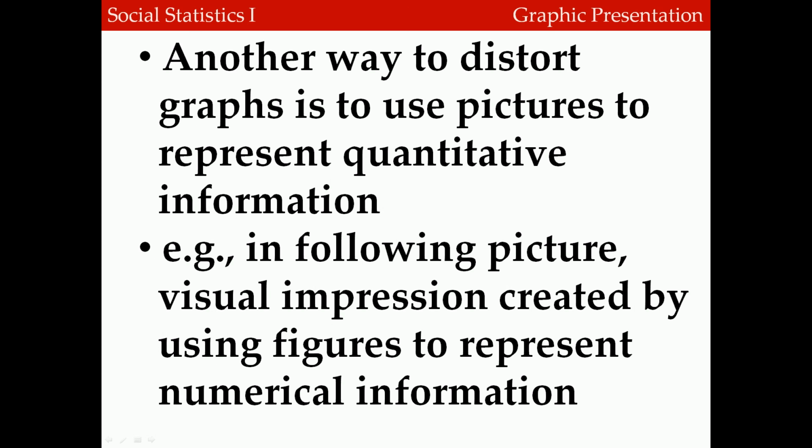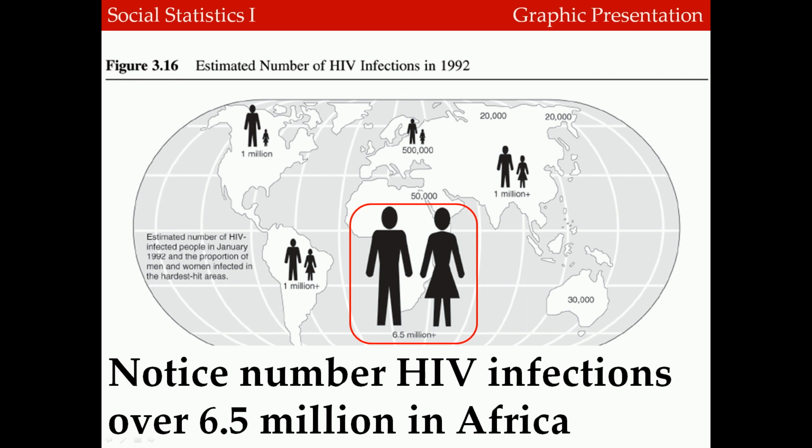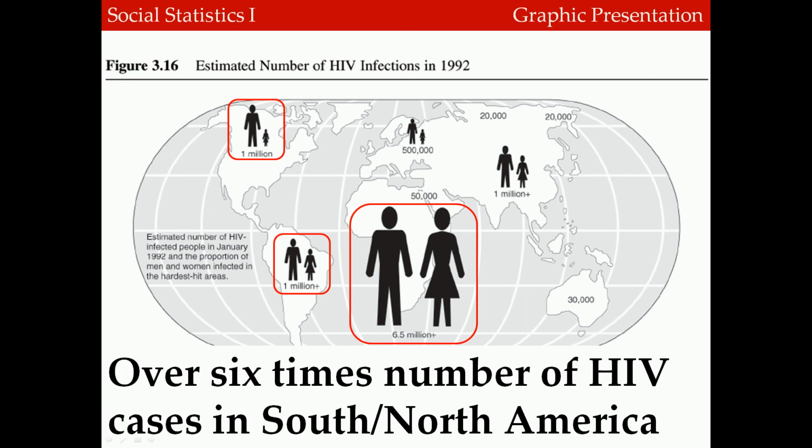Another way to distort a graph is to use pictures rather than to use numbers to represent quantitative data. So in the following picture, we're using figures rather than numbers to represent HIV rates around the world. So notice that the HIV infections in Africa totaled over 6.5 million. And that's about over 6 times more than what we find in either South or North America.